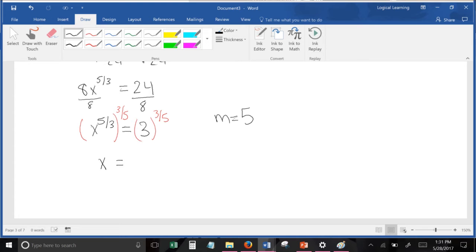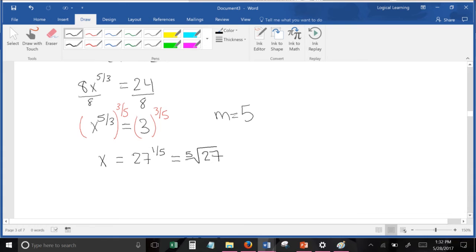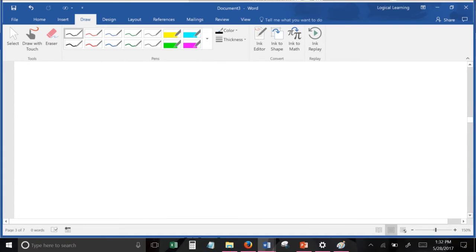Well, we know 3 cubed is 27, so we really have 27 to the 1/5, and there's no nice way to solve that. There's nothing you can multiply by itself 5 times and get 27, so we simply have the 5th root of 27, and that's our solution set. And again, I encourage you, go ahead and plug it back into our original equation and check it out and see if it in fact does give us the correct answer, as it should. Let's move on to another example.